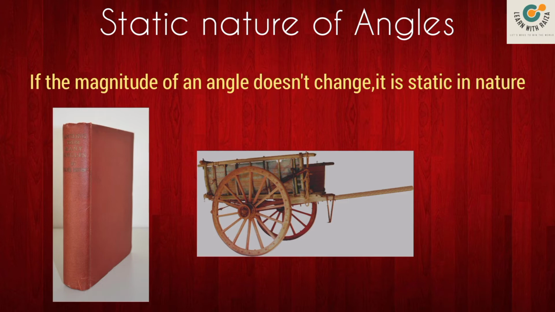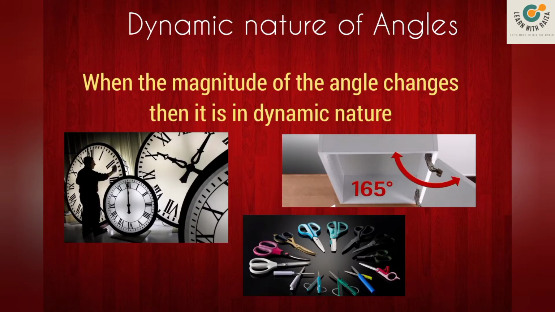And also look at the cartwheel given here. The angles between the adjacent spokes of the wheel will not change. That is a constant magnitude. So when the angle is constant, it doesn't change. When the magnitude doesn't change, then it is of static nature. So these figures are depicting angles with static nature.